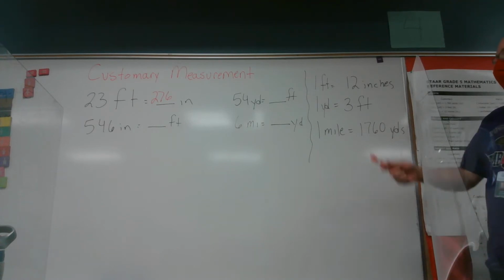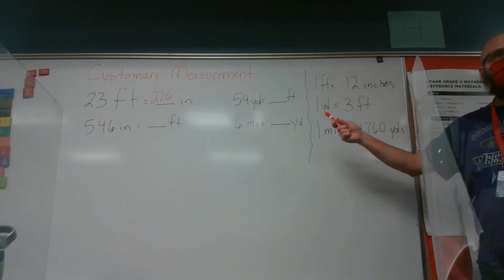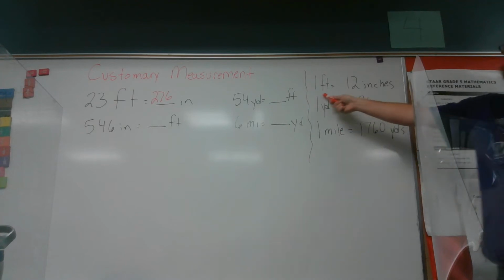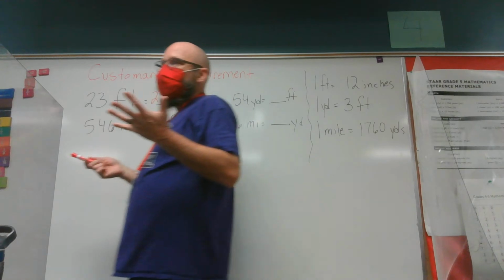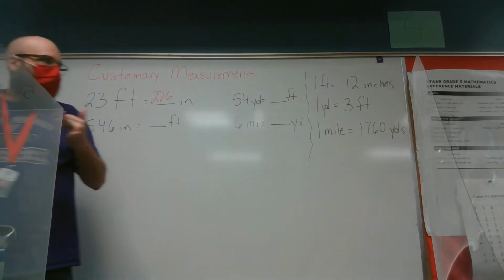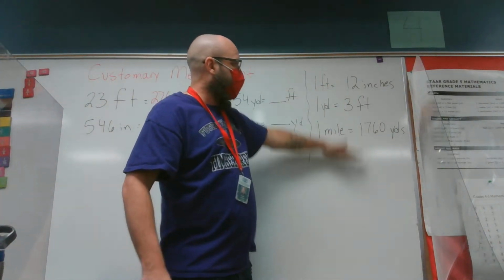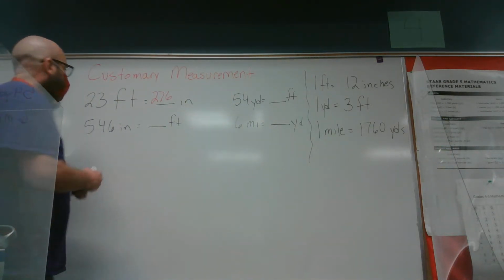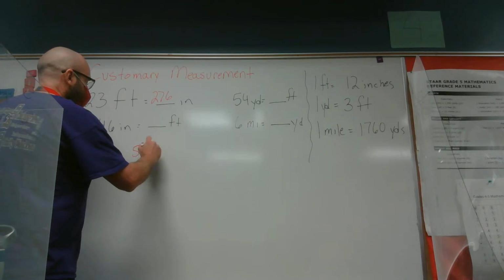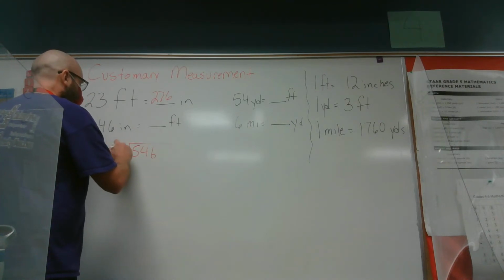Well, how many inches in 1 foot? 12. So we'll be dividing by 12. Okay, you have access to this. You either picked up the paper or you have it in your electronic journal to be able to look at these measurements. So I would take 546 and I would divide it by 12.